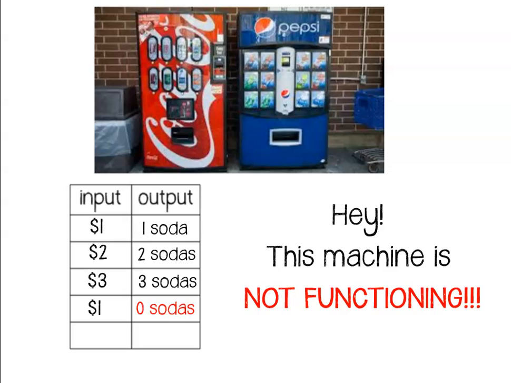Again, if you walk up to a soda machine and you put a dollar in and out comes one soda, and you put in $2 and out comes two sodas, and then $3 and out comes three sodas, then you probably would be pretty mad if you put in a dollar and out came zero sodas. So we could say, hey, this machine is not functioning. And we know that because when you repeat an input, you should also be repeating the same output. If not, then it would be completely unpredictable, and that's not functioning.